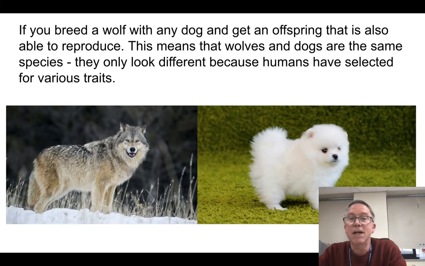Being sweet and cuddly was a positive selective pressure. And over generation upon generation, this baby here has turned into every single kind of dog breed you can imagine. But they're still the same species, but they look different because of selective pressure placed on them by humans.